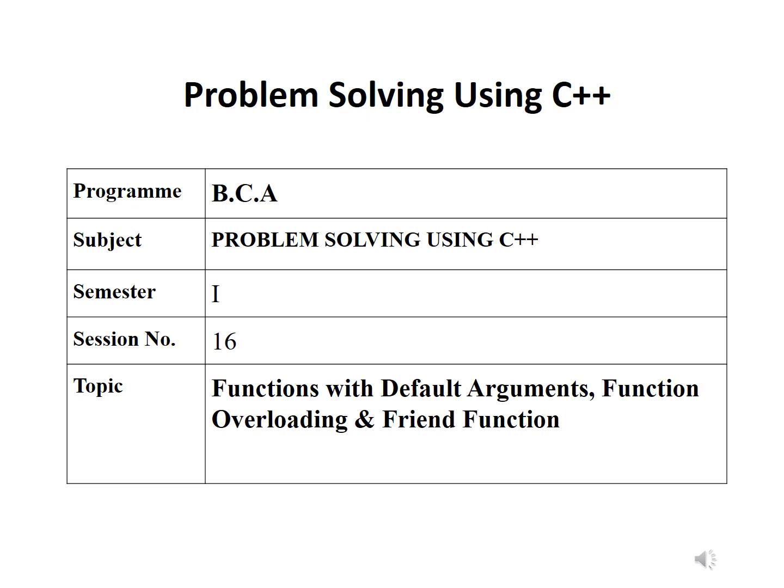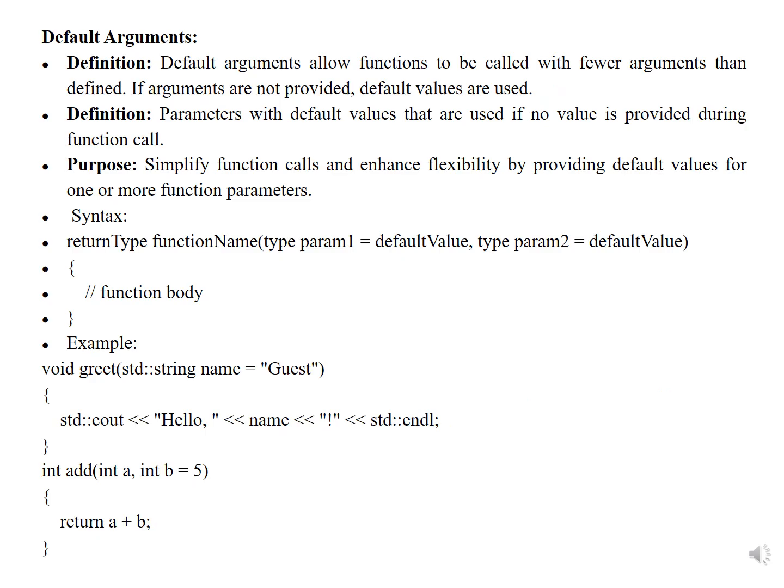In this session, I will be explaining about functions with default arguments, function overloading and friend function. Default arguments. Definition. Default arguments allow functions to be called with fewer arguments than defined. If arguments are not provided, default values are used.